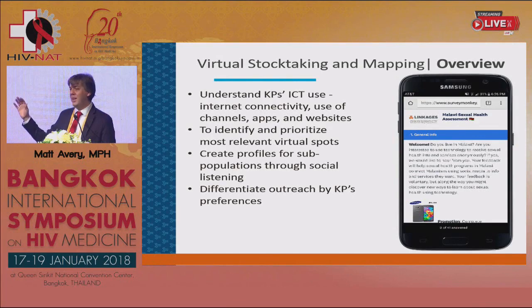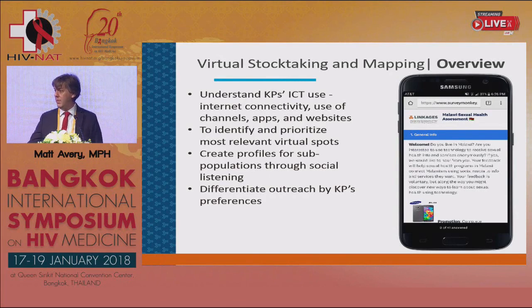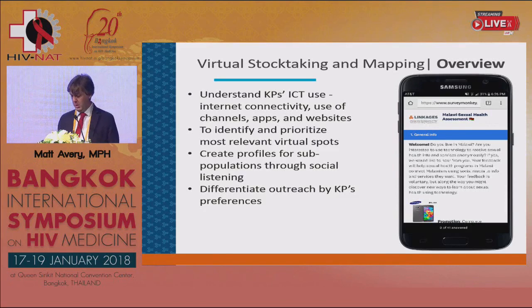So the whole idea here is it's not intended to be a one-size-fits-all model. It's intended to be differentiated and tailored to the specific needs of the subpopulations. And just what you're seeing in this picture here, this is just one example, the Malawi Sexual Health Assessment, which was a virtual stock-taking exercise that Linkages conducted with MSM in Malawi. That was conducted via a SurveyMonkey form that was sent to people as a link over websites to their cell phones and advertised through social and sexual networking apps so that they could collect more information anonymously on members of this target population and how they used ICT and where they could be reached online. So just as an example of what this might look like.